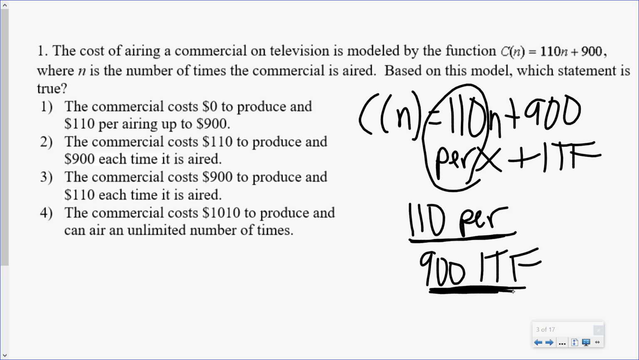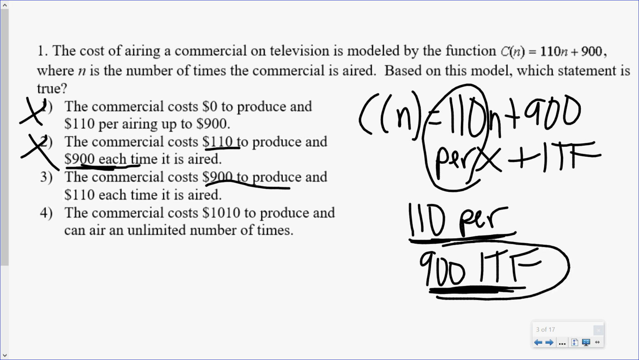It would make sense that that would represent the cost it would make to actually make the commercial. The commercial costs 110 to produce and 900 each time. 900 each? No, 900 is not my each. 110 is my each. The commercial costs $900 to produce. That makes sense. My one-time fee is 900 and 110 each time it is aired. The 110 is the each or the per, yes. The 900 is a one-time amount.